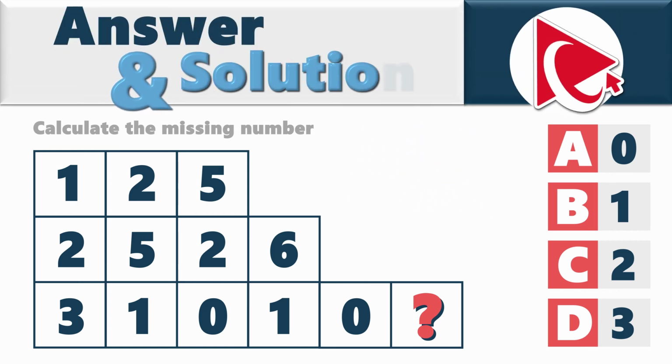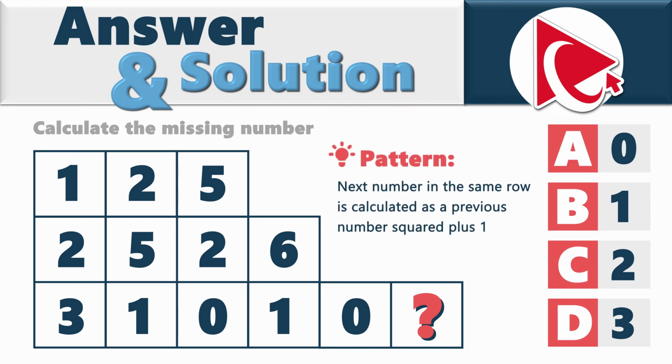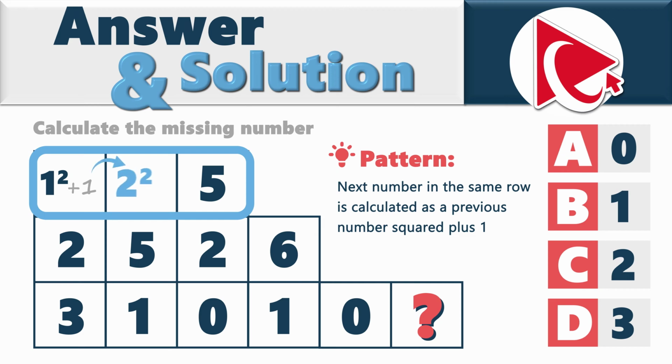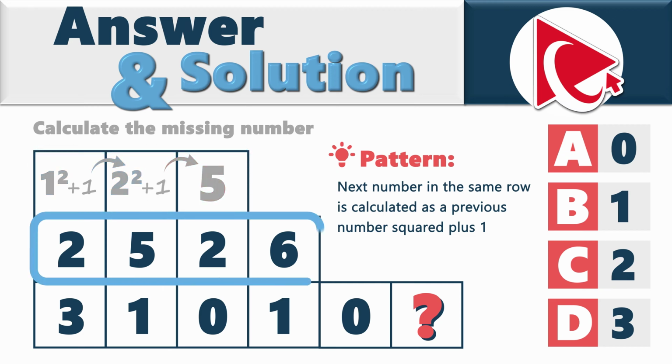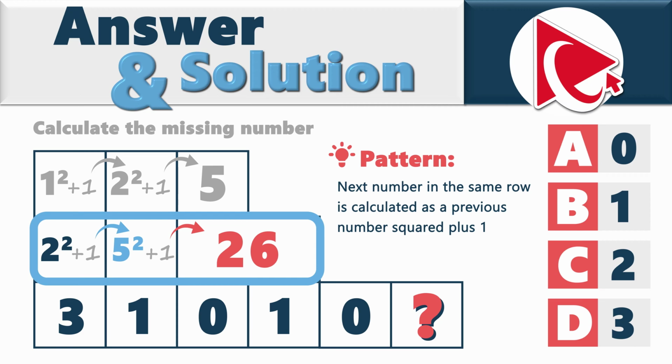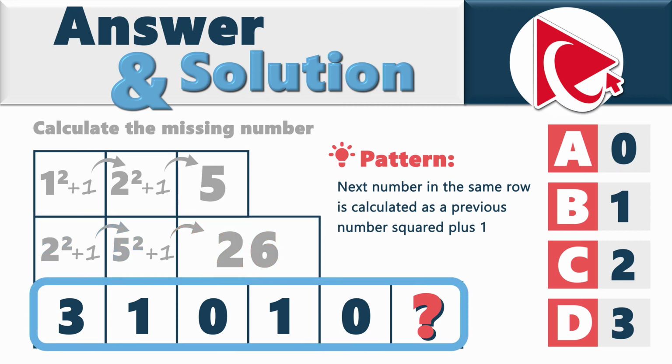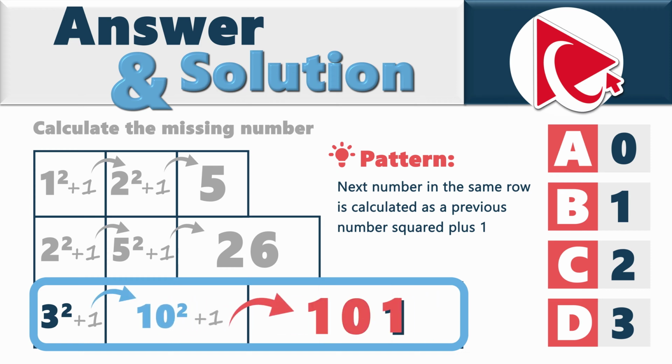You might be surprised, but there is a pattern and there are calculations that describe how each number in each row is calculated. In fact, the pattern here is that the next number in the same row is calculated as a previous number squared plus 1. Let's look at the example. For the first row, the calculations would be 1 squared plus 1 equals 2. 2 squared plus 1 equals 5. For the second row, the calculations would be 2 squared plus 1 equals 5, and 5 squared plus 1 equals 26. Let's calculate the missing value now. 3 squared plus 1 equals 10, and 10 squared plus 1 equals 101. So the missing number here is choice B, 1.